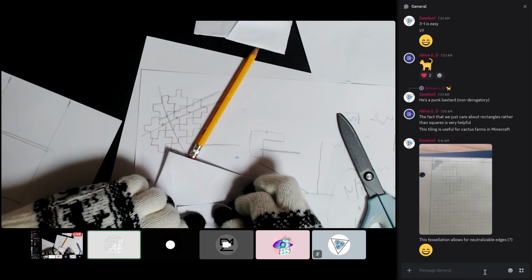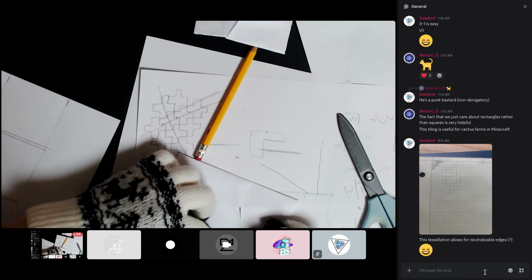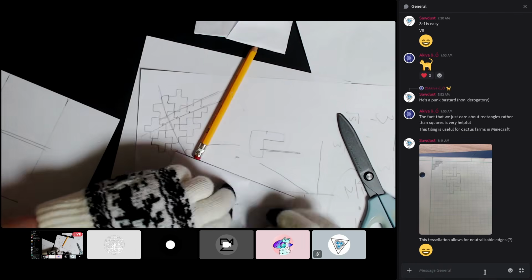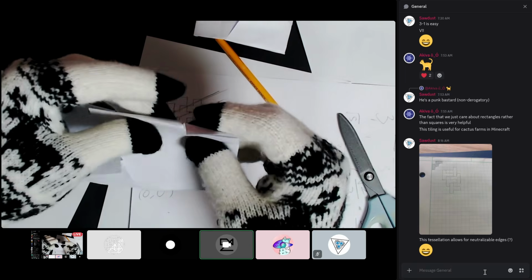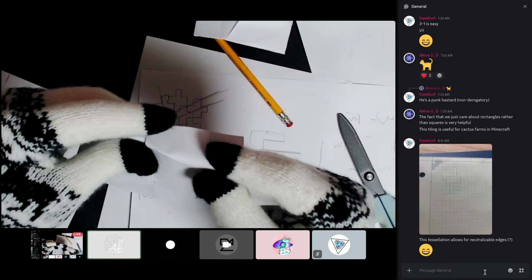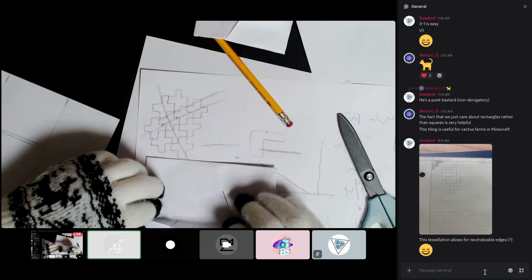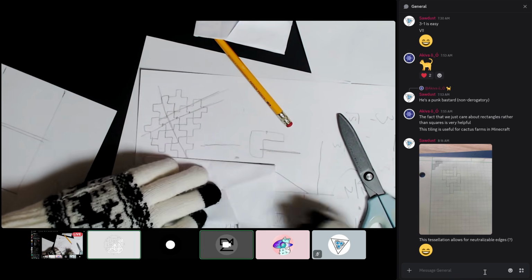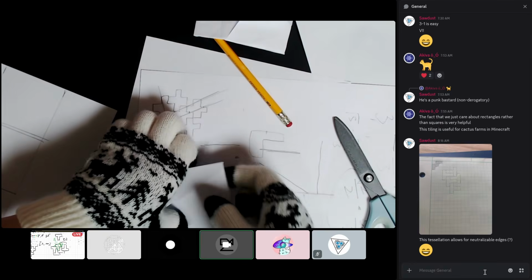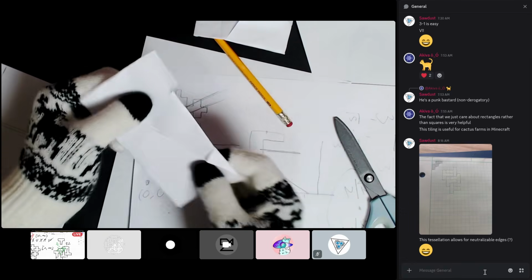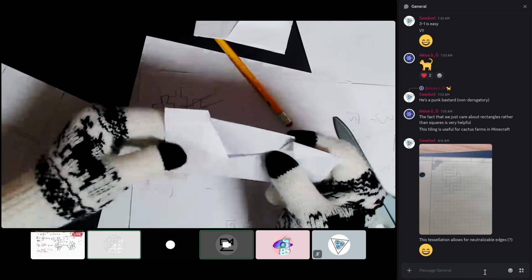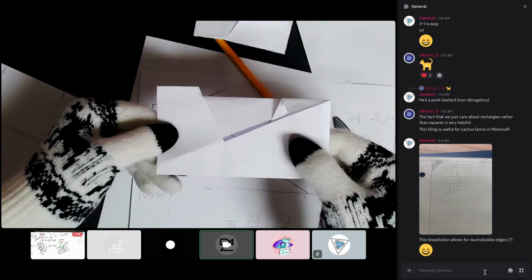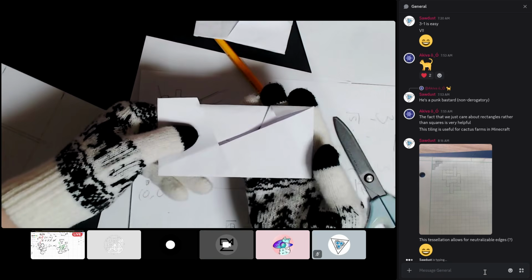And that is the rectangle. Slightly off, but yeah, assume it's perfect. Imagine this is perfect. Snaps. That's a rectangle. That's a rectangle in my book.